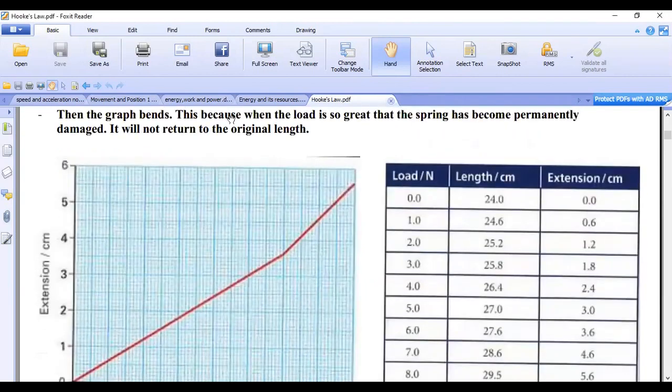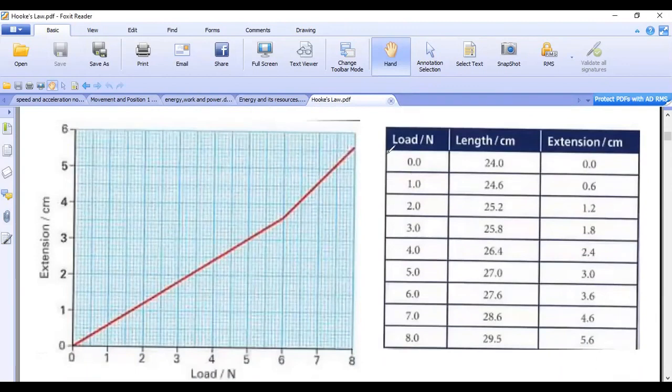Let's see this reading here. We have here a spring. When the load is 0, the length is 24 centimeter, and there is no extension because there is no load. So here you have to know that this 24 centimeter is the original length. Okay, when a load of 1 Newton is added, the length becomes 24.6. So here, as you see, there is an extension. What is the value of extension? We can get the value of extension by getting the difference between the new length and the original length. So as you see, 24.6 minus 24, we get 0.6.